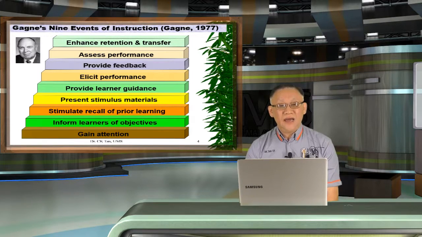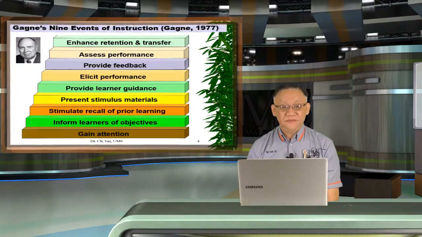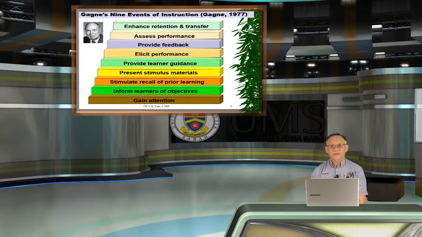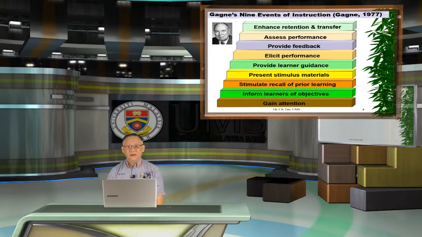According to Gagne's 9 events of instruction, so you must have your objectives planned in 9 steps. For example, the first step is gaining attention. Okay, gain attention, and then you have to inform the learners of the objectives, and so on, stimulate, recall them of their prior learning, and then give them the materials. For example, you give them the pictures, show them the videos, and etc.